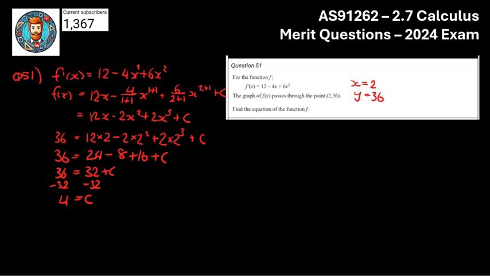And from that, I can now state my final equation. So that means f(x) is equal to 12x. So I'm copying this line here, except I'm adding in the c, minus 2x squared plus 2x cubed, and then it's plus 4 at the end. So that's that c value I've added in.